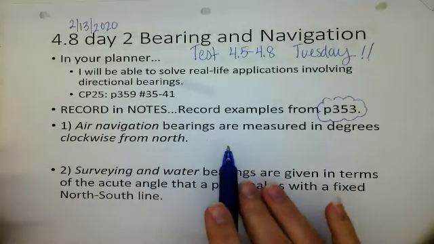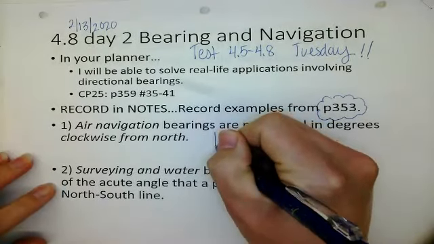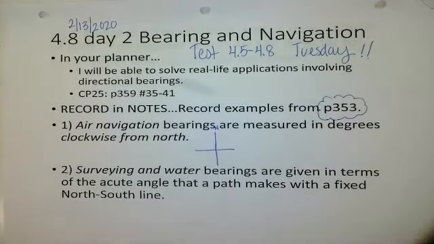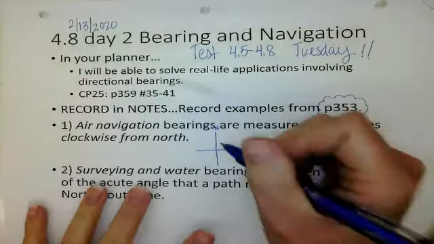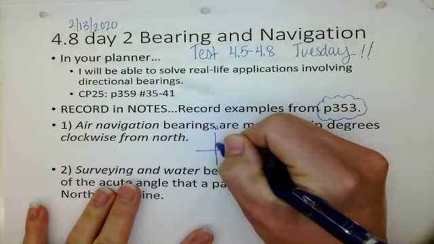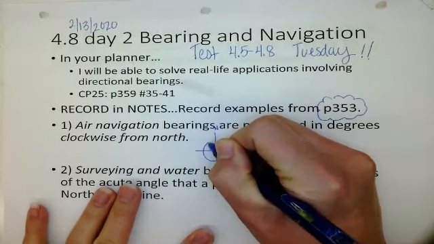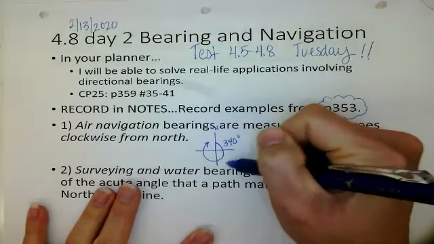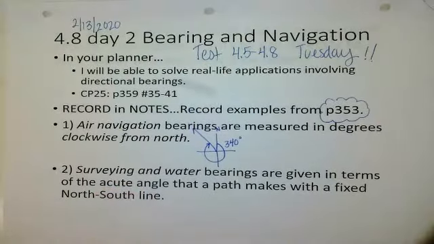So air navigation bearings are measured in degrees clockwise from north. And so if you were on an airplane, maybe we were traveling from Tucson over to Oregon somewhere, then we might say that we're flying at a bearing of like 340 degrees. And so that's from north. And so we'd be flying all the way around, headed over to Oregon at a bearing of 340 degrees. Maybe that's a bad example.